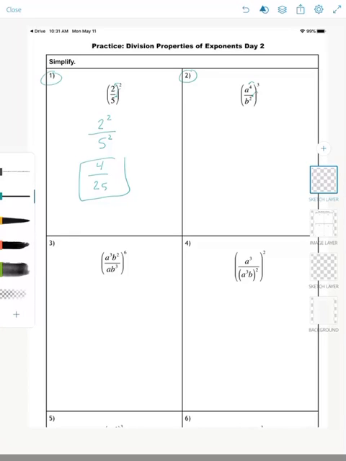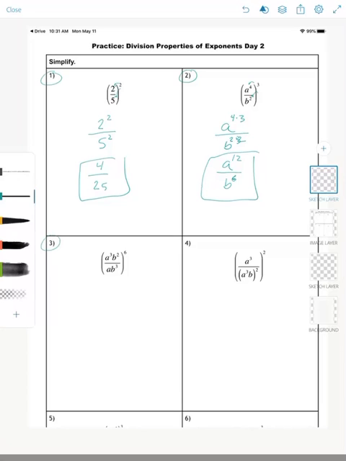Number 2: the 3 goes to the top and to the bottom. A to the 4th to the 3rd is a to the 4 times 3. B to the 2 times 3. So you get a to the 12th over b to the 6th power.